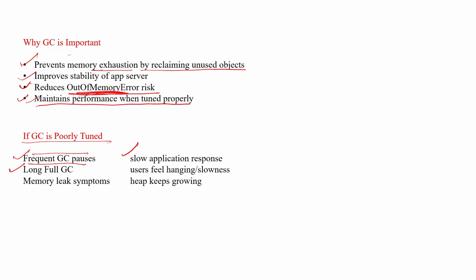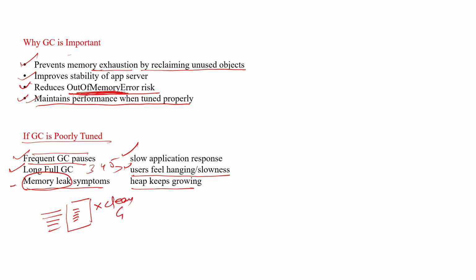If long full GC pauses are there, again users feel hanging and slowness. If the GC is taking 3 seconds, 4 seconds, 5 seconds or more, definitely it is a problem. And then you will have memory leak symptoms, with memory keeping growing. Memory leak means objects are getting created in your heap but not getting cleaned. Your GC is running, but it's not able to clean the objects from the heap. Or maybe objects are getting created so frequently that heap utilization continuously goes in this direction and doesn't come down.